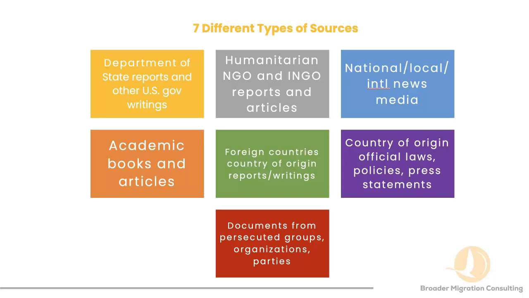Finally, there are documents from persecuted groups, organizations, and parties. This can be really good if an applicant belonged to a movement or group or organization that made public statements which really highlight or showcase what the movement or organization was about and how its activities or its opinions led to persecution. This might not always be available, but if it is, it's good to include.